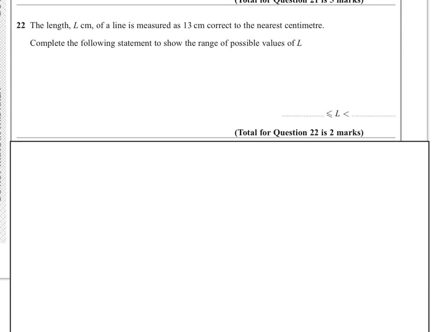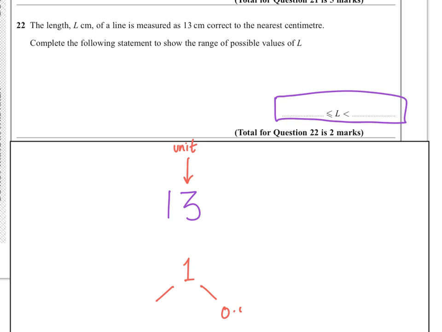Question 22. The length L centimetres of a line is measured as 13 centimetres, correct to the nearest centimetre. Complete the following statement to show the range of possible values of L. Well, we'll come to that in a bit. So if we look at the measurement of 13, then it's given to the nearest unit. So if we take a unit and we split it in half, we'll get 0.5 either way. Now, I'll show you the relevance of this in a minute.